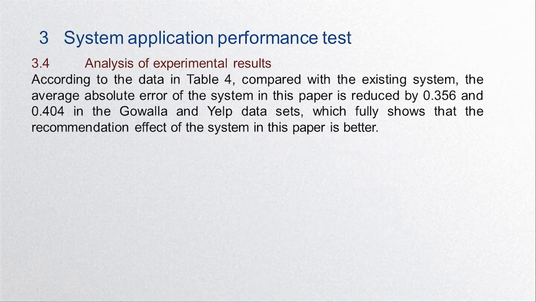According to the data in Table 4, compared with the existing system, the average absolute error of the system in this paper is reduced by 0.356 and 0.404 in the Java and the YIP datasets, which fully shows that the recommendation effect of the system in this paper is better.